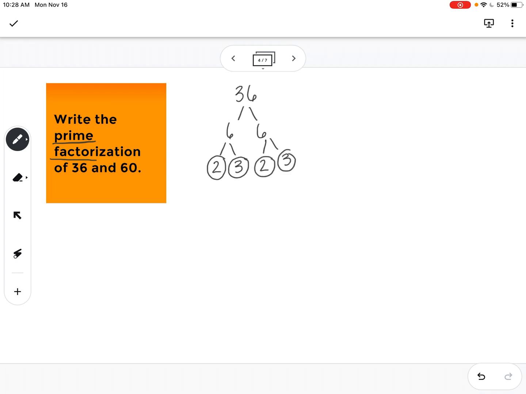And here I have the start of my prime factorization. I just have to write this as a factor. So 2 times 3 times 2 times 3, that would be a prime factorization of 36. It also could be written as 2 to the second power, since there are two 2's, times 3 to the second power. That would be another way to write your prime factorization.